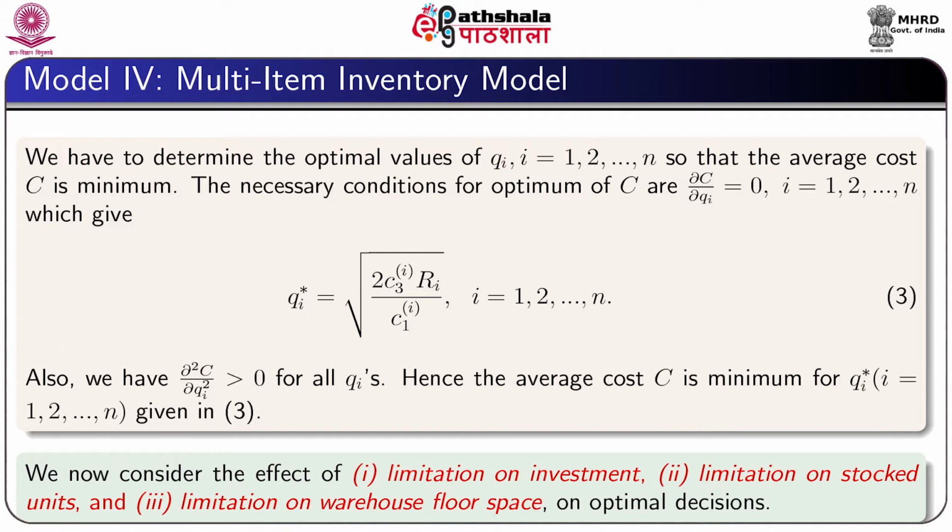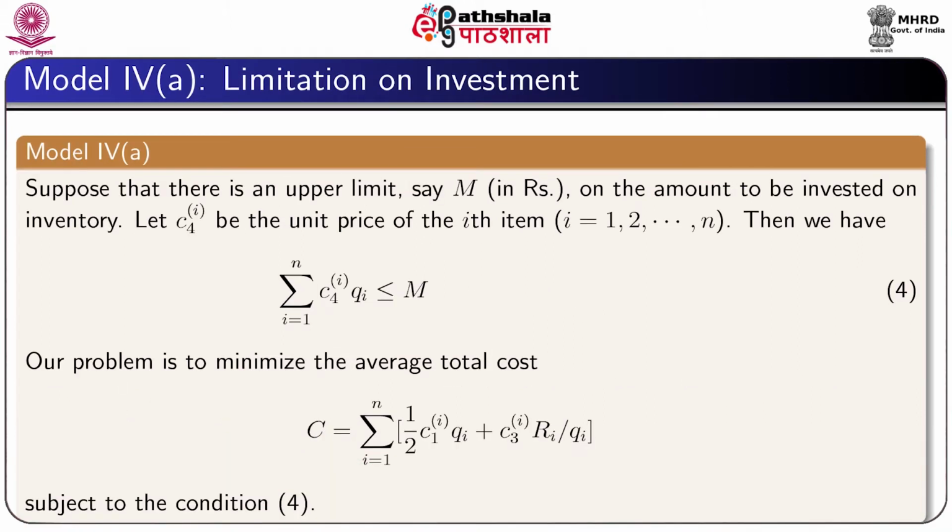Now, we proceed to consider the effect of limitation on investment, limitation on stocked units and limitation on warehouse floor space in each model. Now, we consider the limitation of investment. This is model 4a. Suppose that there is an upper limit, say m in rupees, on the amount to be invested on inventory.